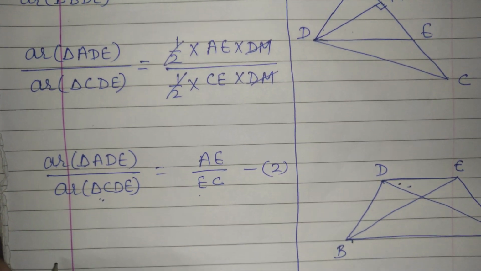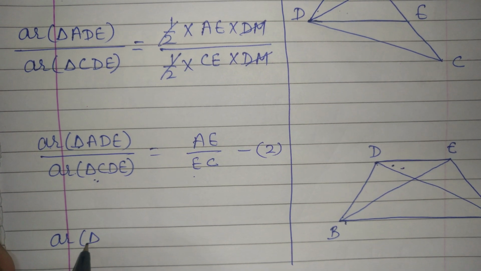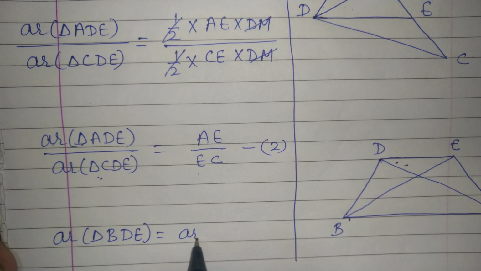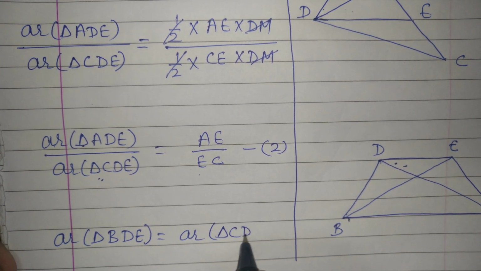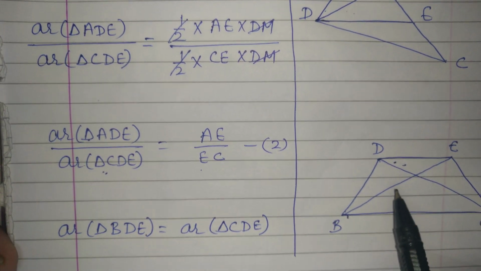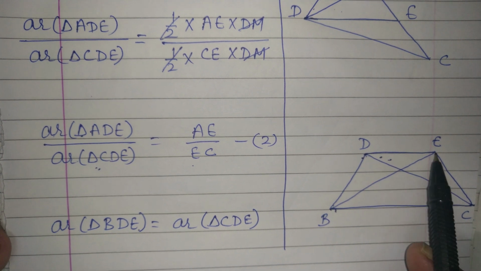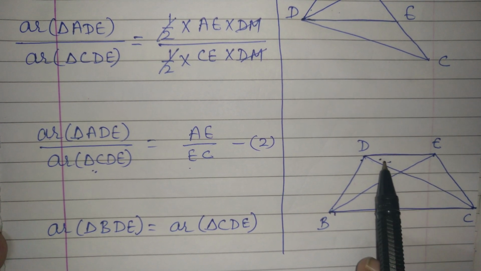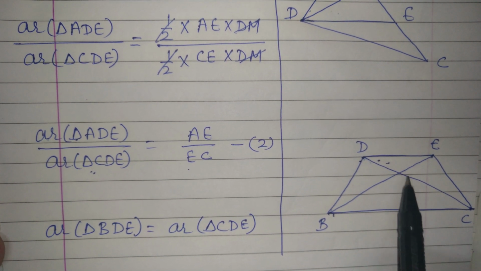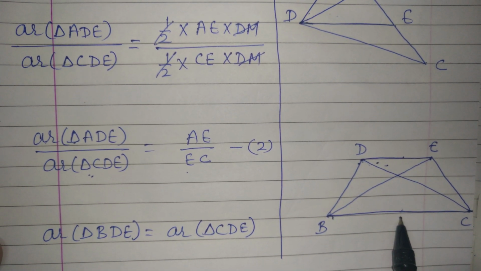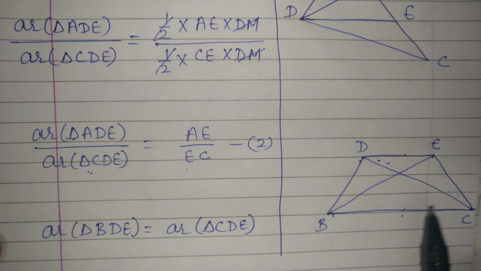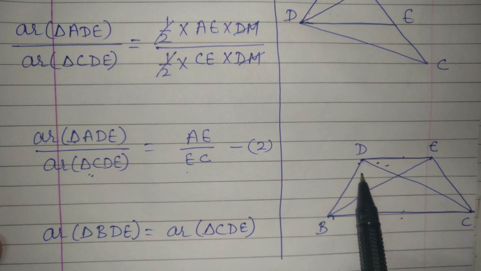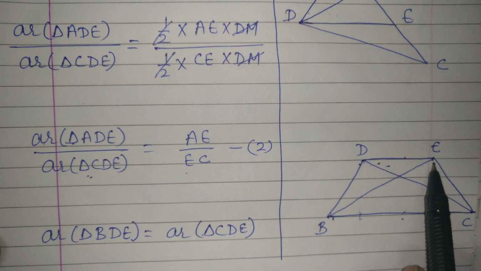Now we know area of triangle BDE equal to area of triangle CDE. Why? Because triangle BDE and triangle CDE are on the same base and between same parallel lines. Why is it so? Because between same parallel lines, height is not different, it is same everywhere.